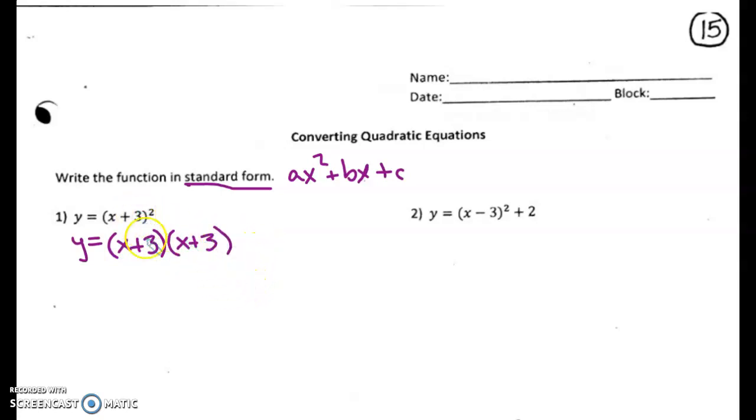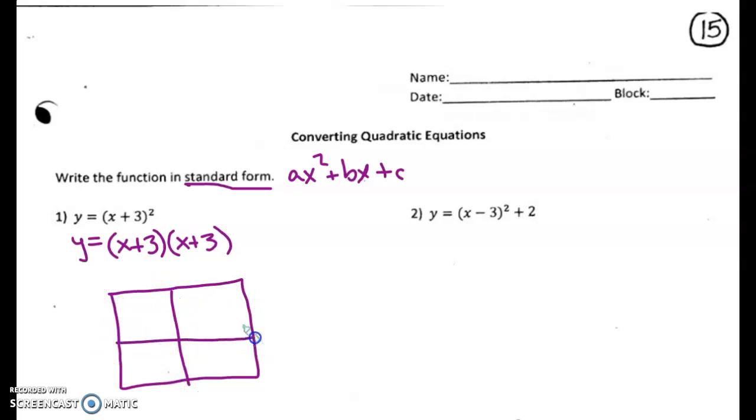How do you multiply a binomial times a binomial? Well, there's multiple methods, but I'm going to just use the box. So I'm going to multiply x plus 3 times another x plus 3. So x times x is x squared. X times 3 is 3x. 3 times x is 3x. And a positive 3 times a positive 3 is a positive 9.